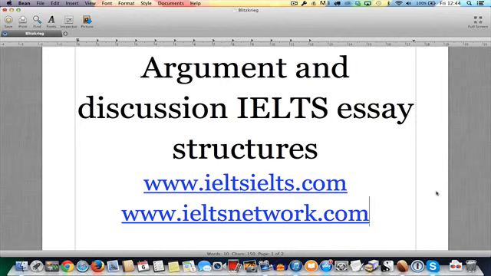IELTS Task 2 requires you demonstrate your ability to produce a logically structured piece of writing that responds effectively to a prompt. But because you are only given 40 minutes to carry out this task, it is important you enter the exam with a thorough understanding of how to structure an essay effectively.